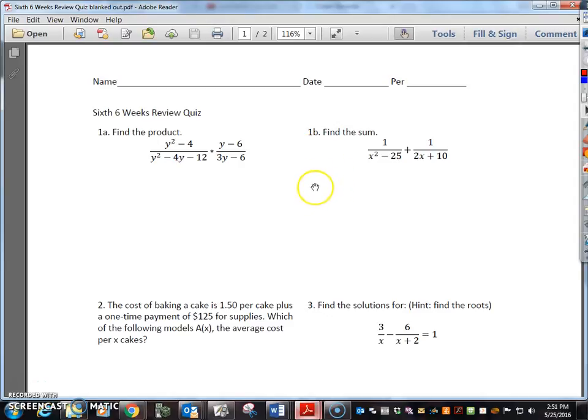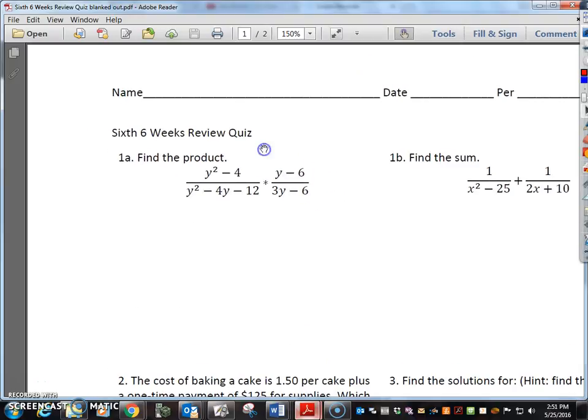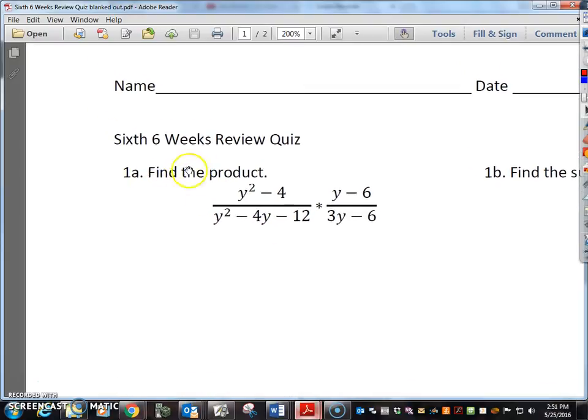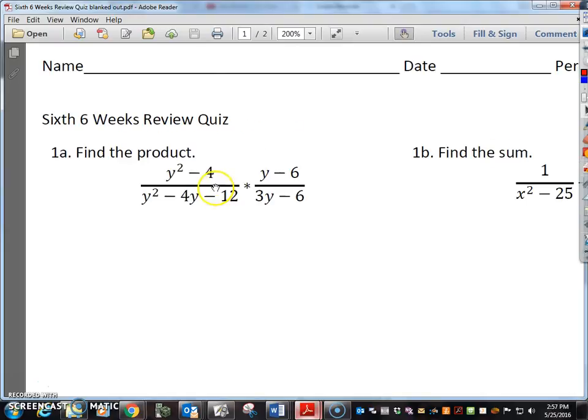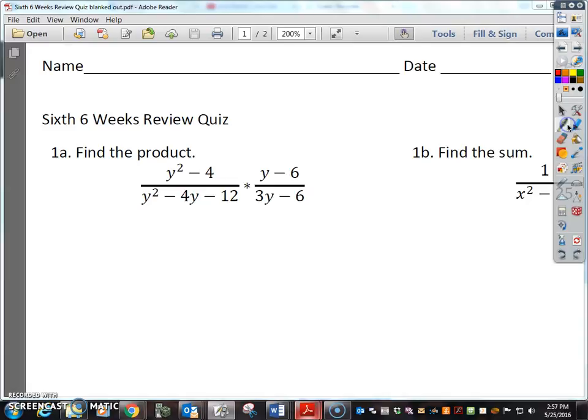Okay, so this is how we're going to go over the 6 weeks review quiz. Number one says find the product of these two rational expressions. These two things are fractions, right? So if I multiply, I'm just multiplying straight across from left to right.